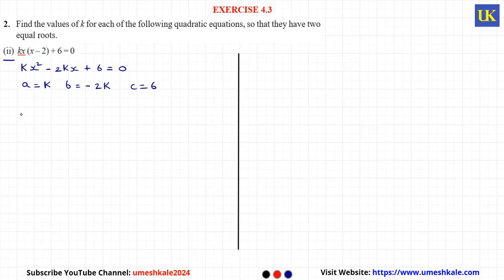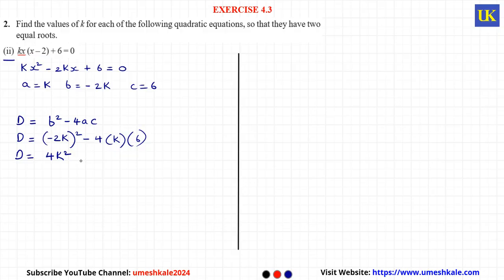Now we have to check the nature of roots, and the formula for that is b square minus 4ac. So d is equal to b value, which is minus 2k, we'll put square for this as per the formula, and 4a, a value is k, and c value is 6. So d is equal to 2 2s are 4, minus minus the plus, and k square, minus 6 fours are 24, 24k, right?